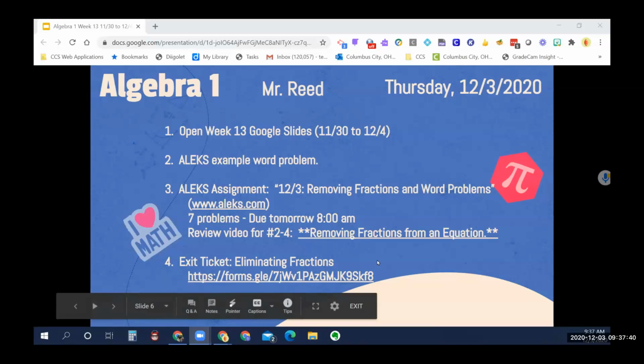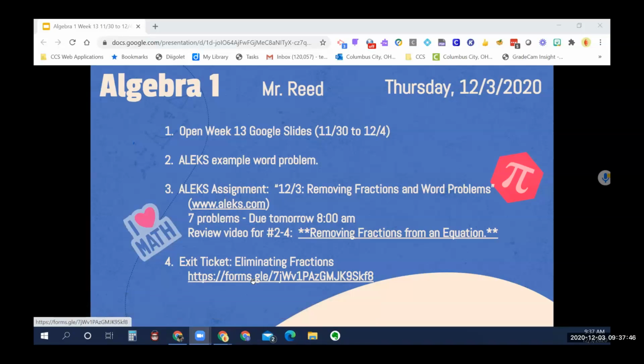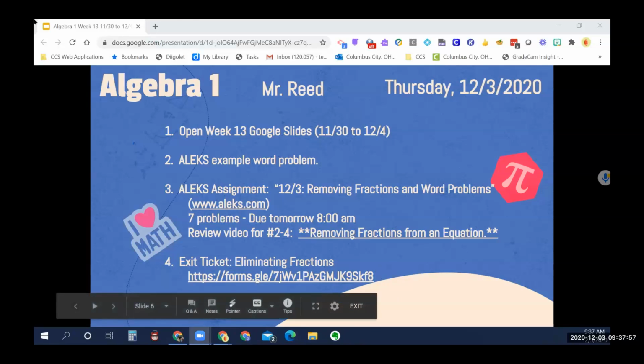But right now, the only place that you have a link to this exit ticket, which is just like a warm up that we did a good while back, it's just checking to see how we're doing with this, getting rid of fraction stuff. So right now it's only in the slide. I'll try and get it into Google Classroom soon.